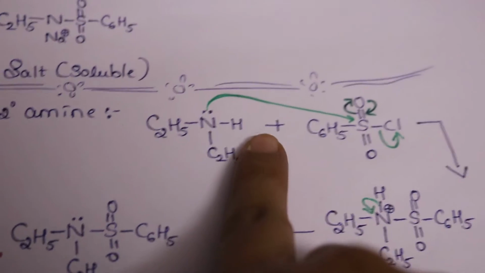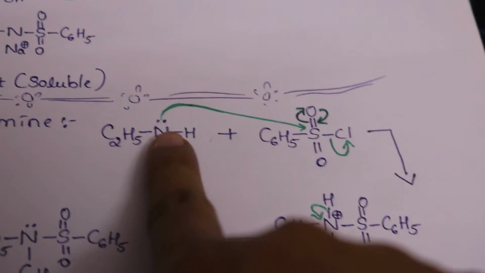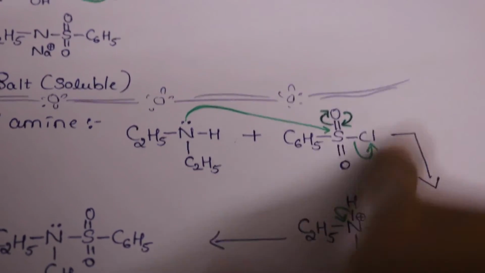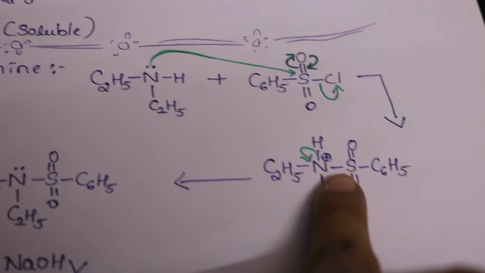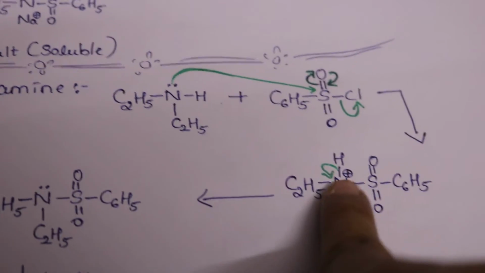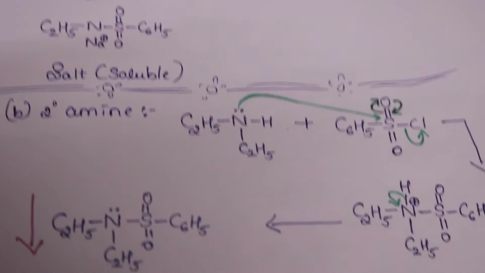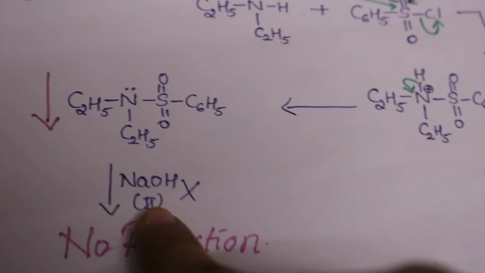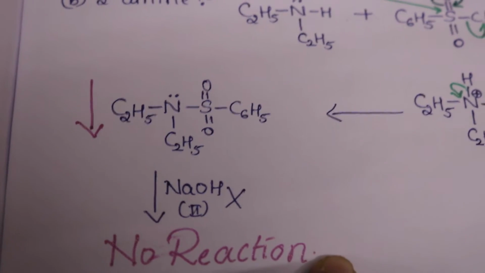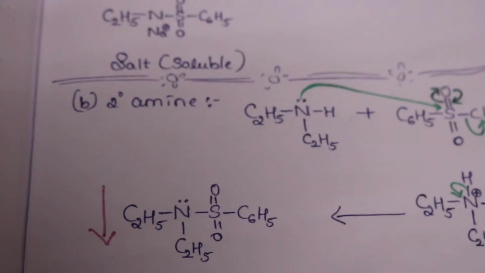Secondary amine, diethylamine, when it is treated with benzene sulphonyl chloride, where nitrogen donates lone pair of electron to the sulfur, oxygen back bonding takes place, chlorine will leave the group, and nitrogen here becomes electron deficient, where it takes the electron from the hydrogen and then forms the diethyl sulphonyl group. And when it next reacts with the basic medium, no reaction takes place. Okay, this is about the secondary amine.